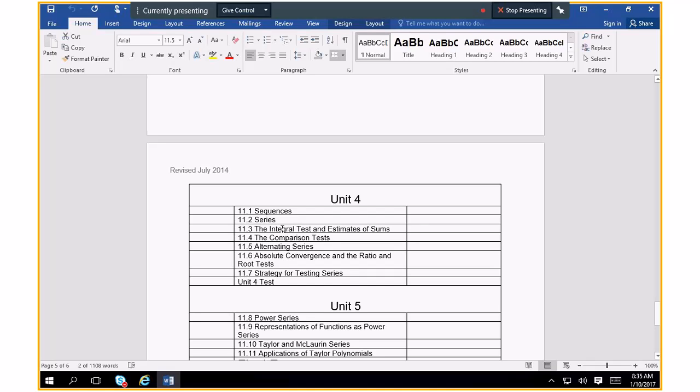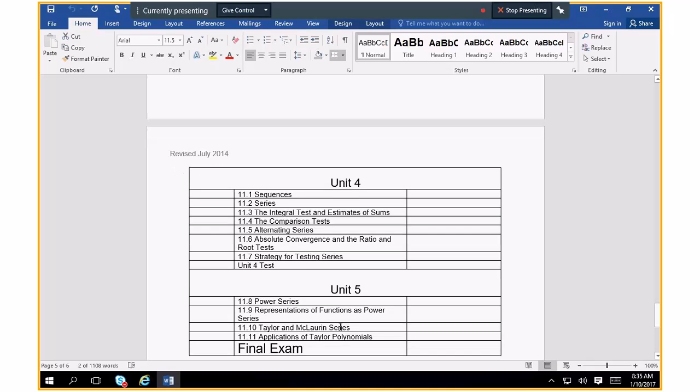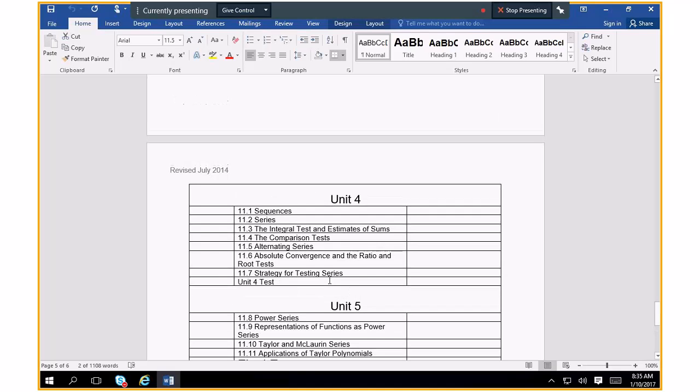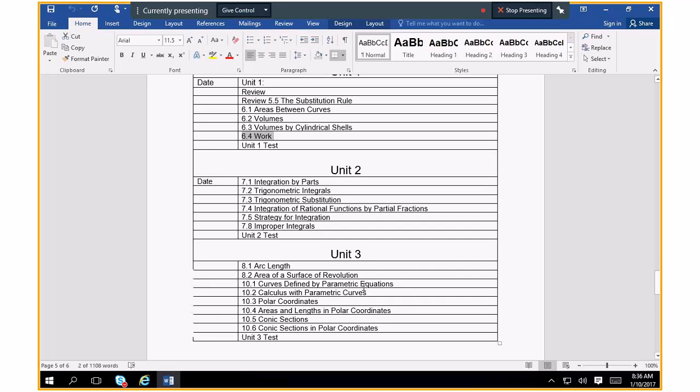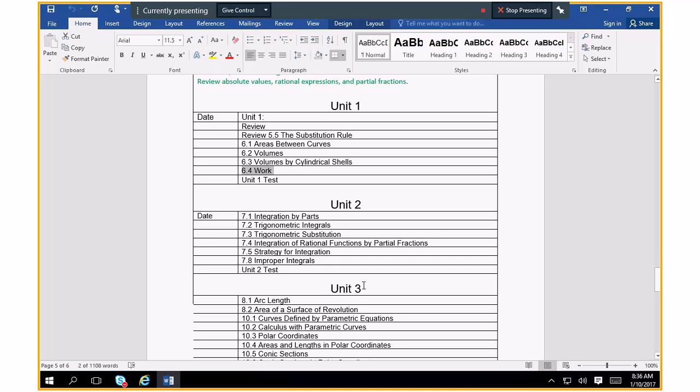You do get into series at the latter part of Calc 3, but all of this Unit 4 and Unit 5 is starting some of the theory in differential equations. Okay, so that's what Unit 4 and Unit 5 is. I'm going to spend most of the semester on these 3 units right here.